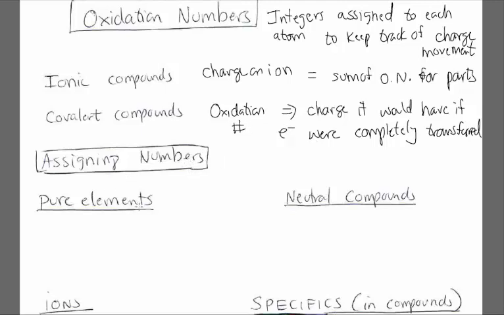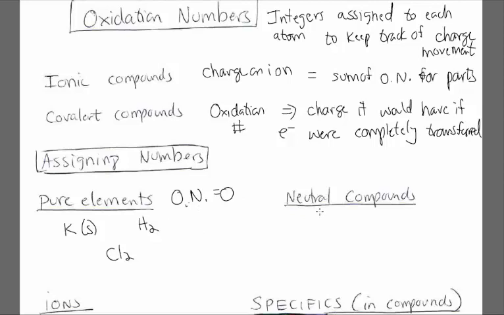All right, so for pure elements, the oxidation number will always equal 0. Okay, no matter how many atoms are involved in the pure elements, like solid potassium, the oxidation number is 0. Hydrogen comes as a diatomic, the oxidation number is 0. Chlorine comes as a diatomic, oxidation number is 0.